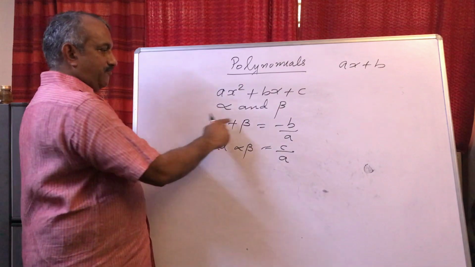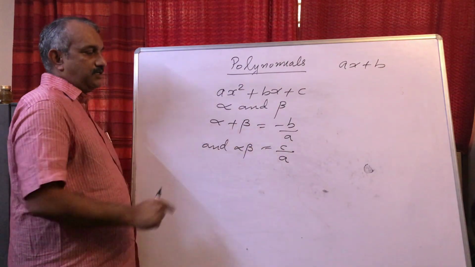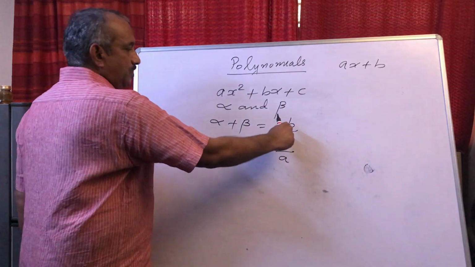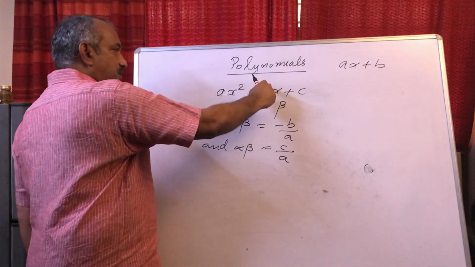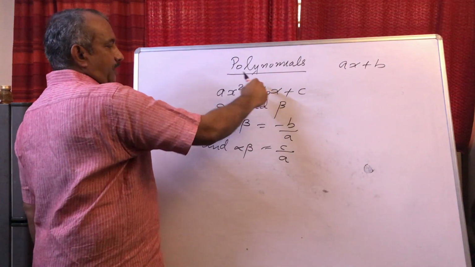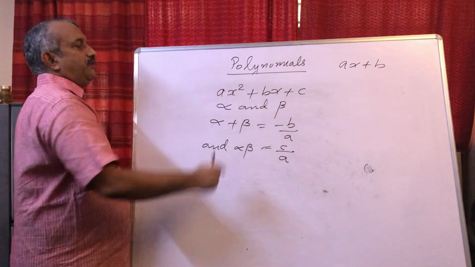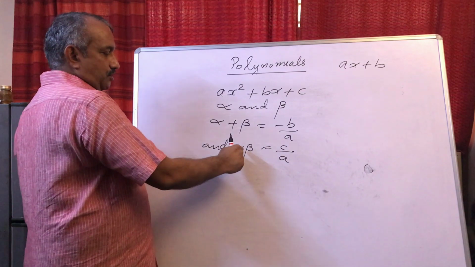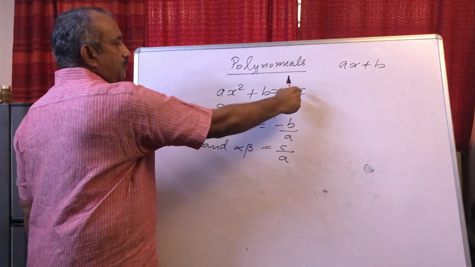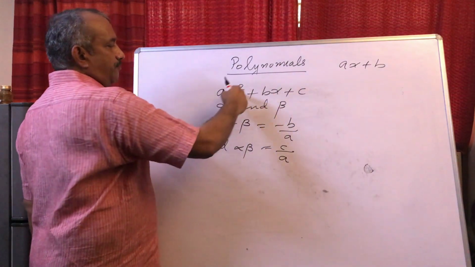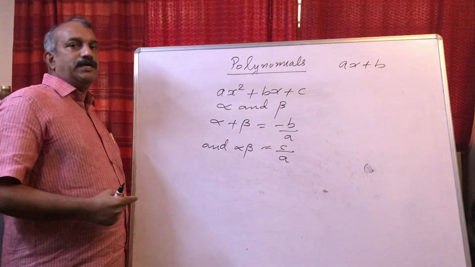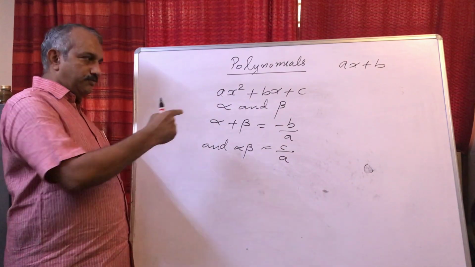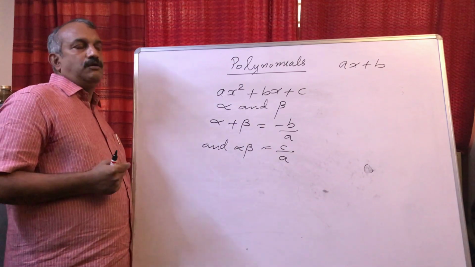Now see, what is alpha plus beta? The sum of the roots. When you add the roots, that will be equal to negative of coefficient of x upon coefficient of x square. And the product of the roots, alpha beta, is equal to the numerical coefficient upon coefficient of square of the variable. So that is a property. Now this will be clear when we solve questions.